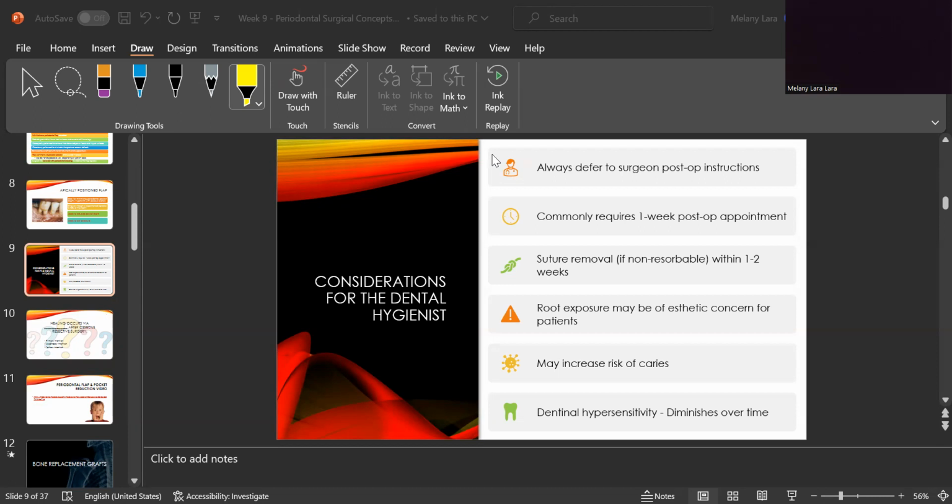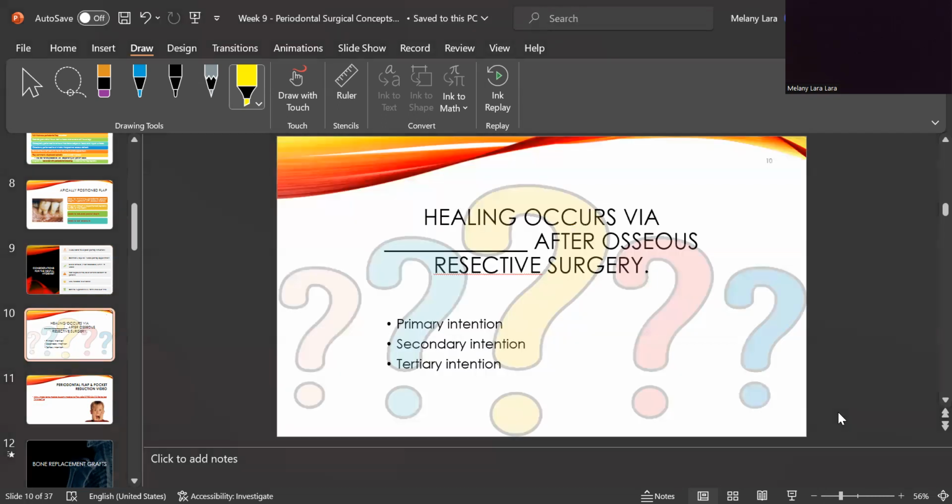Any questions on the considerations there for resective? All right, so healing occurs through primary, secondary, or tertiary intention with this procedure.